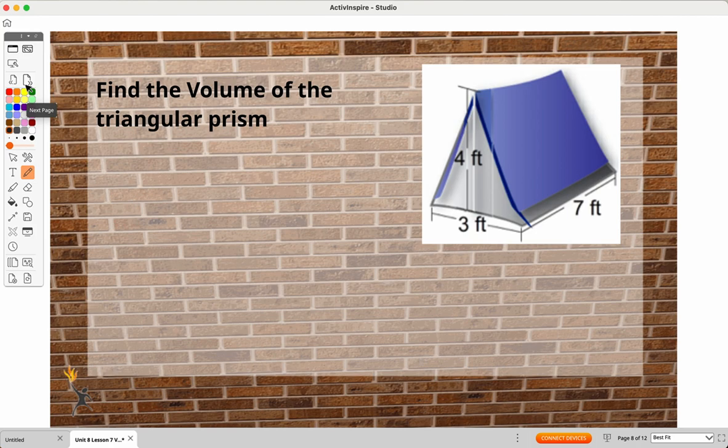All right, it's your turn to find the volume of this shape. How much space is inside this camping tent?